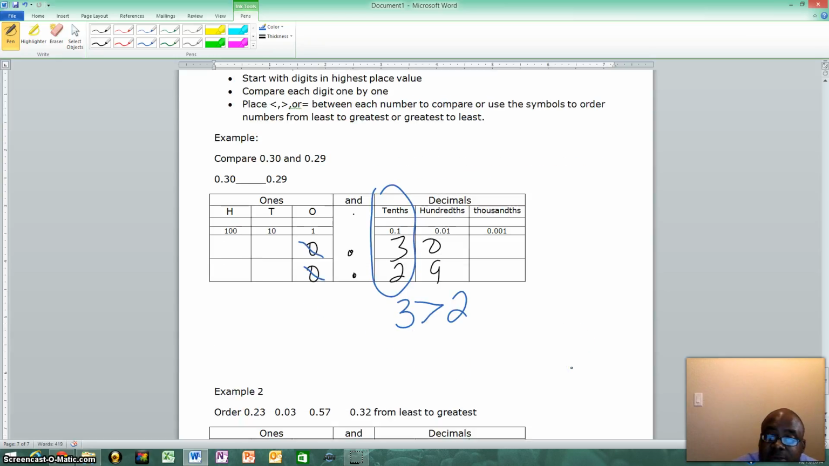And since 3 is greater than 2, 0.30 is greater than 0.29. So we put the greater than sign right there, which means that 3 tenths is greater than 29 hundredths. The same thing as 30 cents being greater than 29 cents.